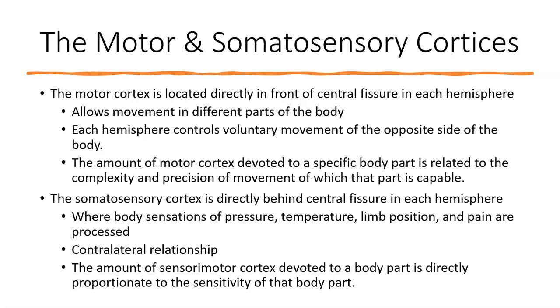Again, you've got a contralateral organization, meaning right side information is going to go to the left side of the brain. Left side information is going to go to the right side of the brain. Just like with the motor cortex, the amount of somatosensory cortex that is allotted to a given body part is going to be connected to the degree of sensitivity required of that body part.